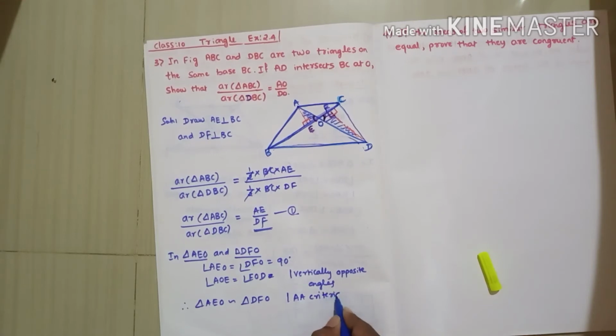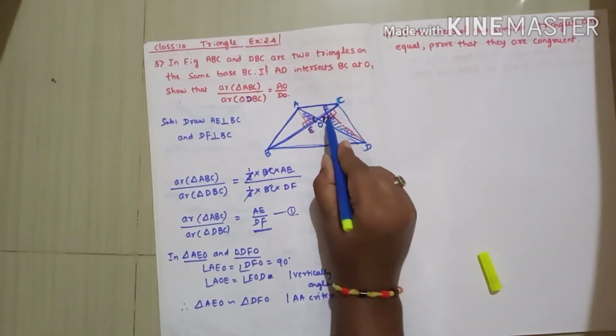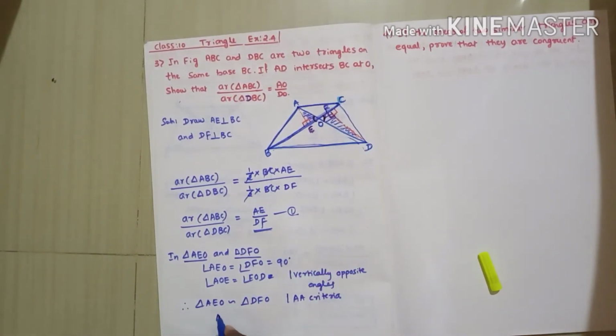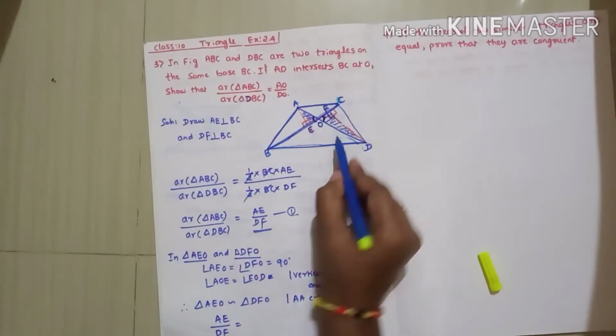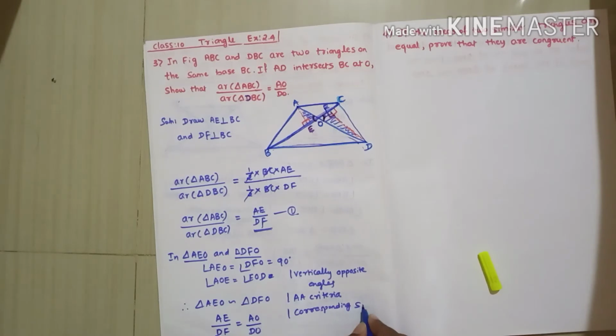If you prove these two triangles are similar, the corresponding sides will be in the same ratio. Therefore, AE and DF are the corresponding sides. AE divided by DF is equal to AO by DO. We can write it, AO by DO. What is the reason for this? Corresponding sides of similar triangles.